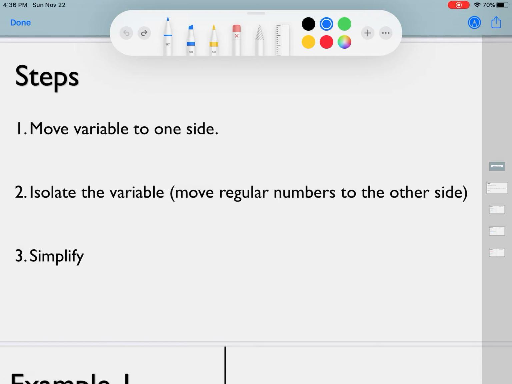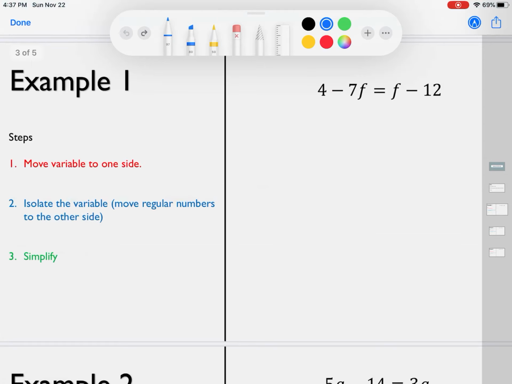And then the last step is simplify. We do the opposite of our operations to get that variable completely by itself, so we're left with x equals 3 or x equals 1/2 or whatever the answer may be, but we want just the variable equals number for our final step when we're all finished. So let's go through a couple examples of this.